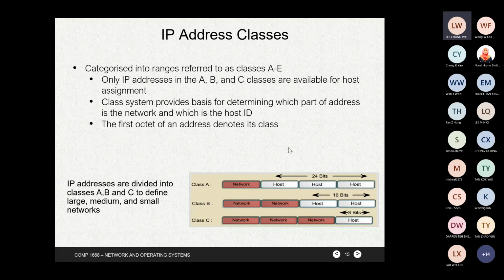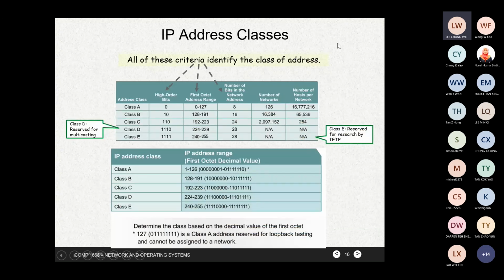Besides this class A, B, and C, which are for large, medium, and small networks, we also can have our own private IP addresses, which do not come under what we call class A, B, C, D and E. So in fact, you have more flexibility to use your private IP addresses instead of using public IP addresses.